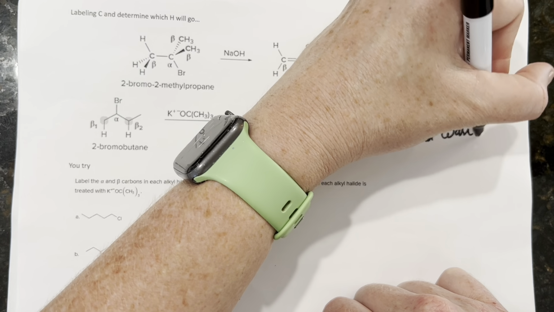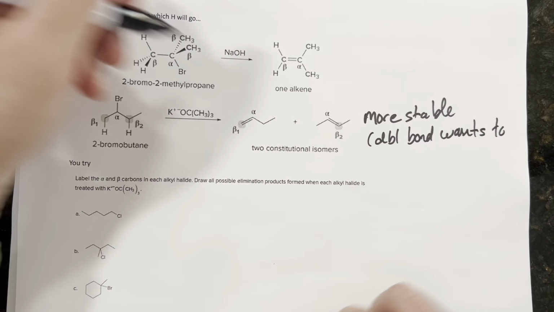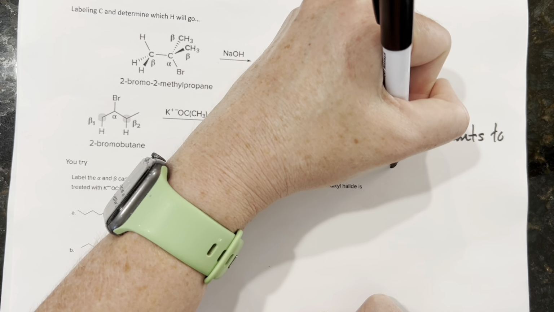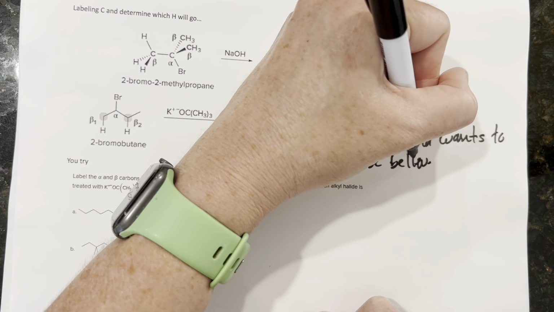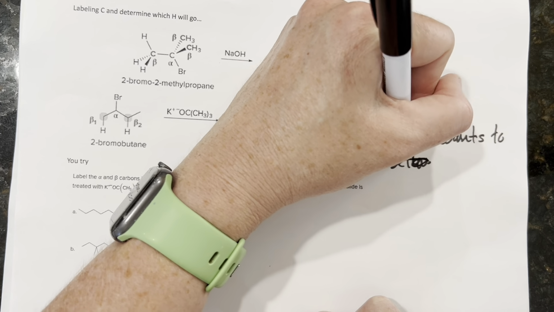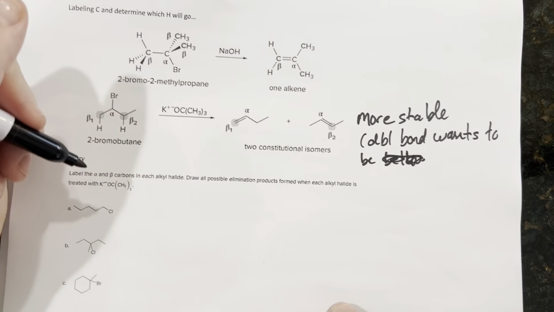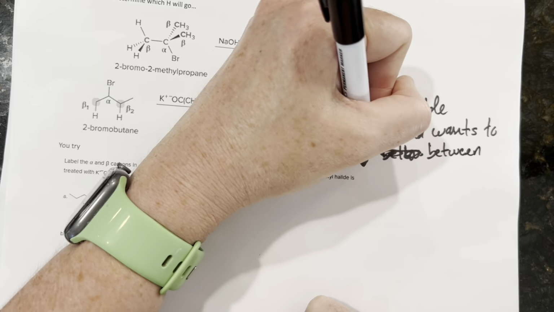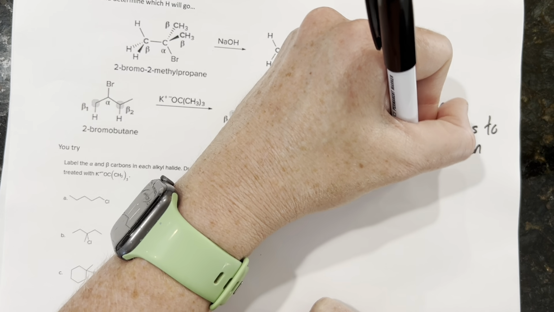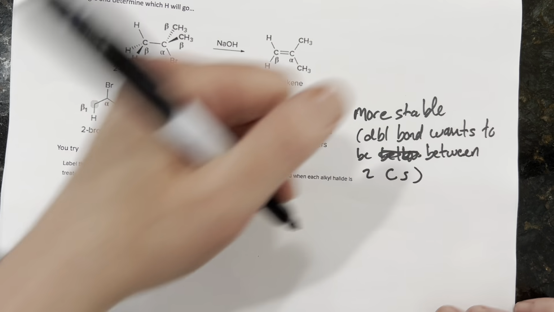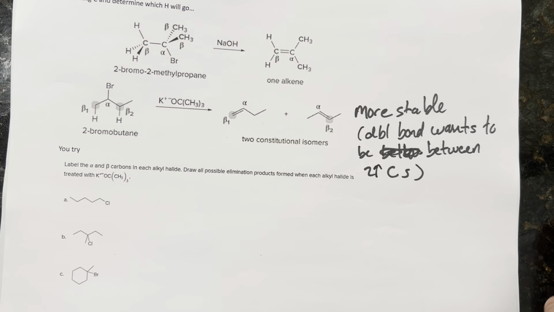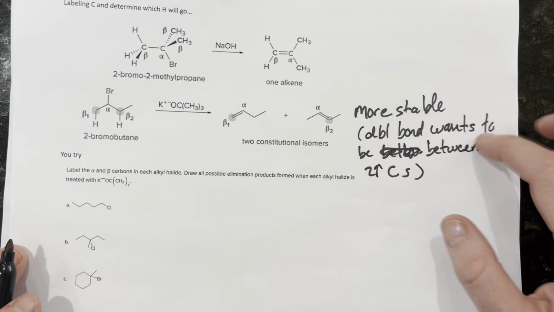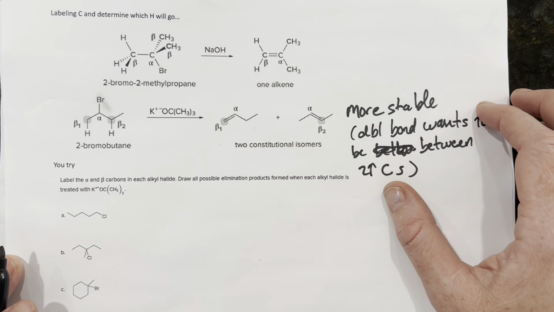So the double bond, it wants company. It wants to be between more carbons. I don't know why I'm spelling between with 2 T's. I guess I was spelling better. Between 2 carbons, okay? Or more. So 2 or more carbons is really great. So the more carbons it has, the more stable it's gonna be.